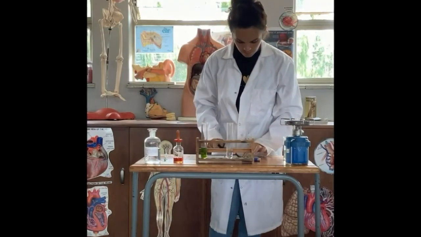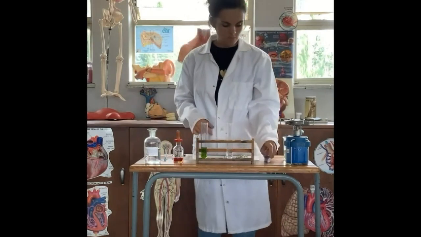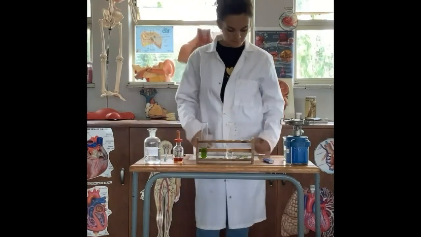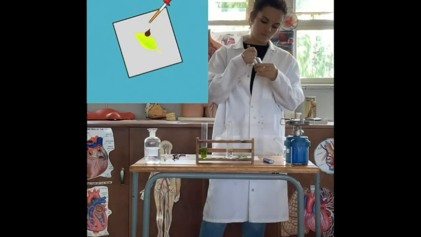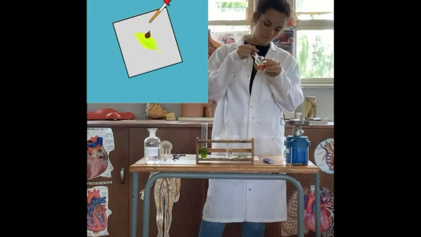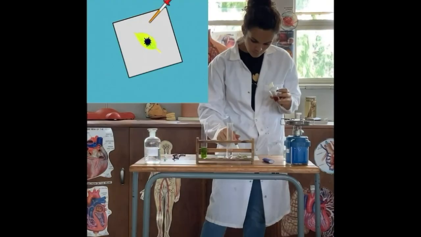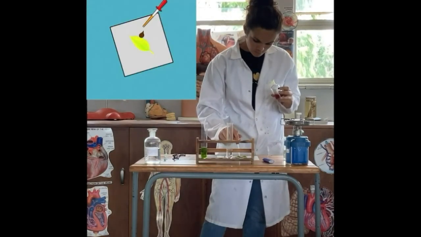If starch is present in the leaf, that's either in the sunlight or in the cupboard, it will turn blue-black. You are not allowed to write navy or purple. The color is blue-black or black-blue. So you will see in the animation in the left-hand corner, I'm adding iodine solution. And as I add the iodine solution, it will change into the blue-black color.